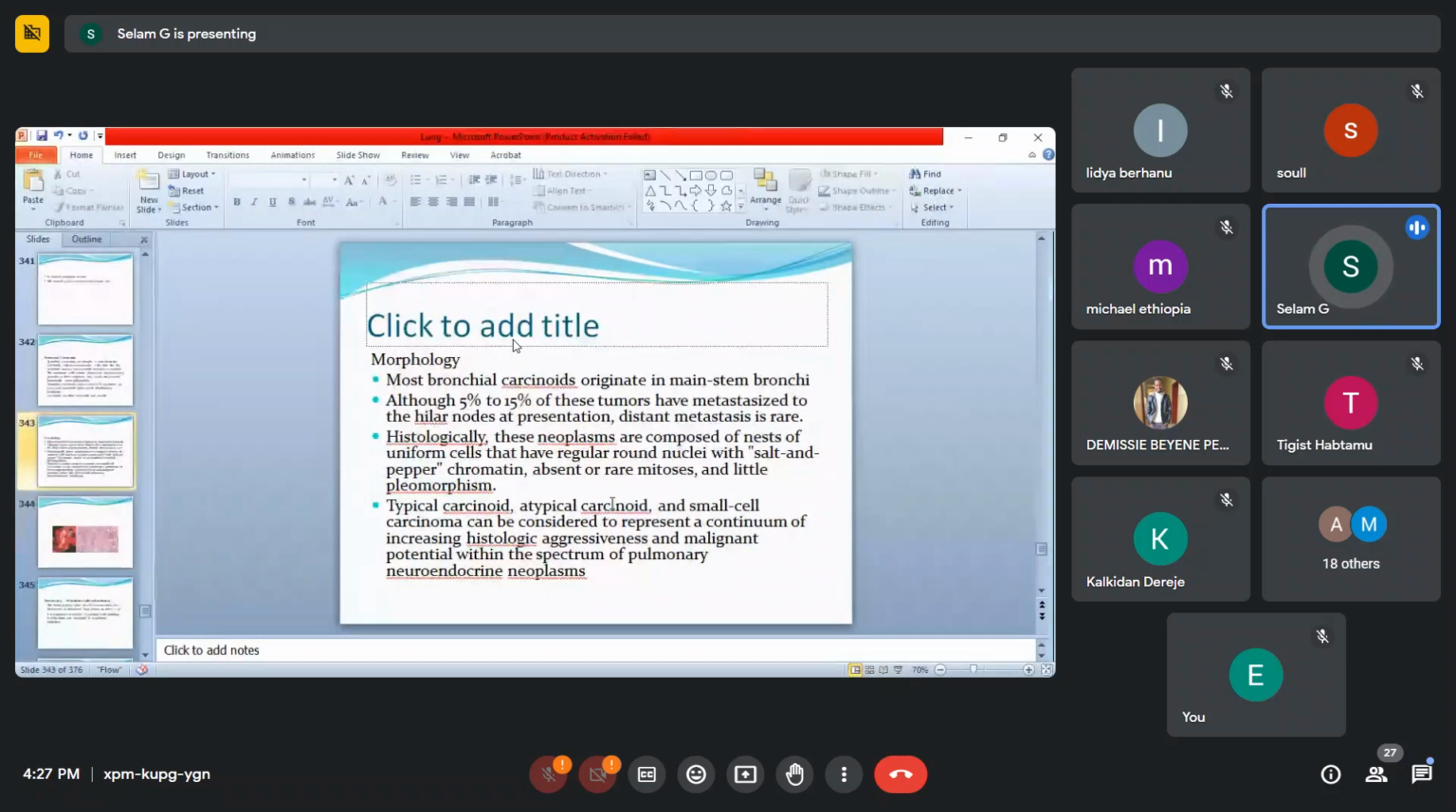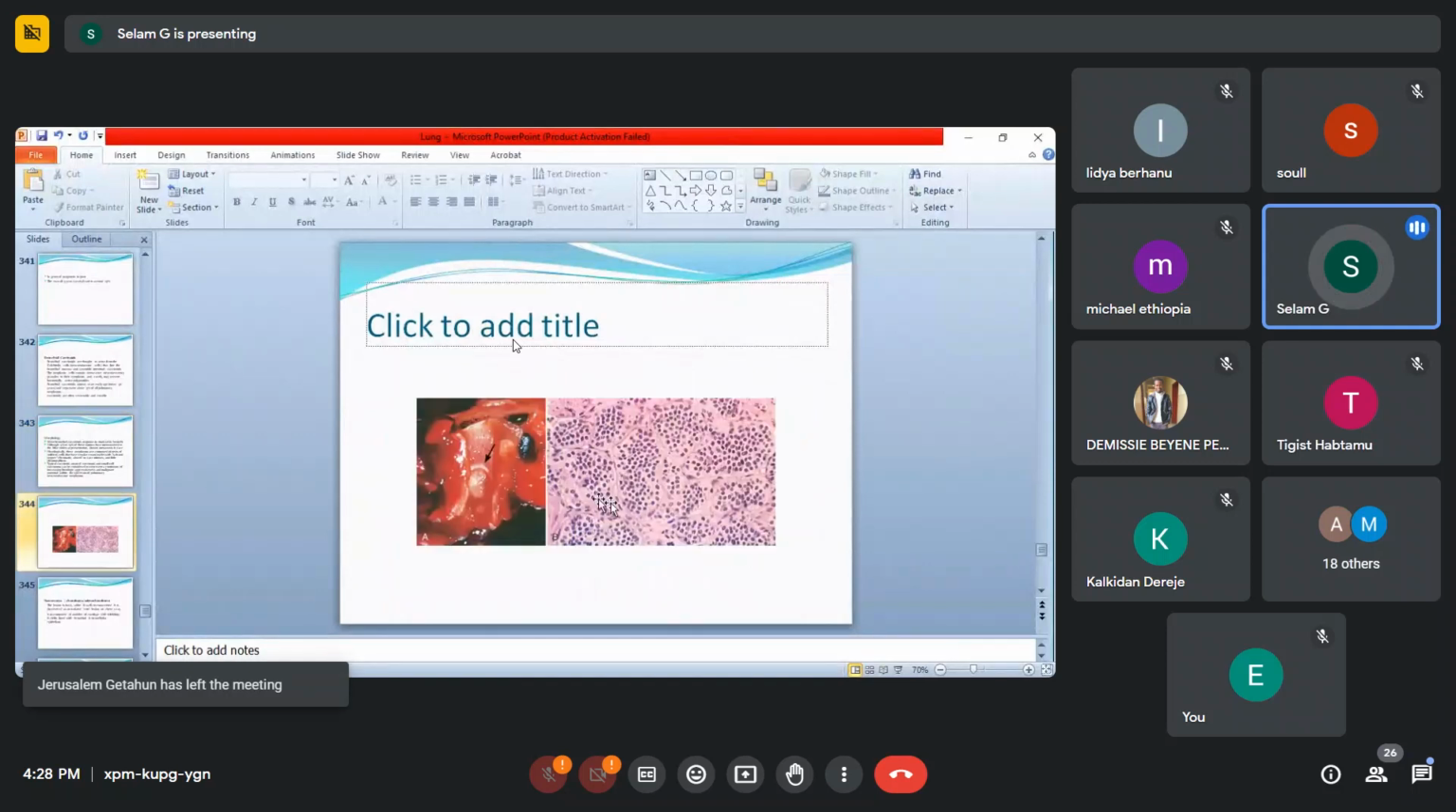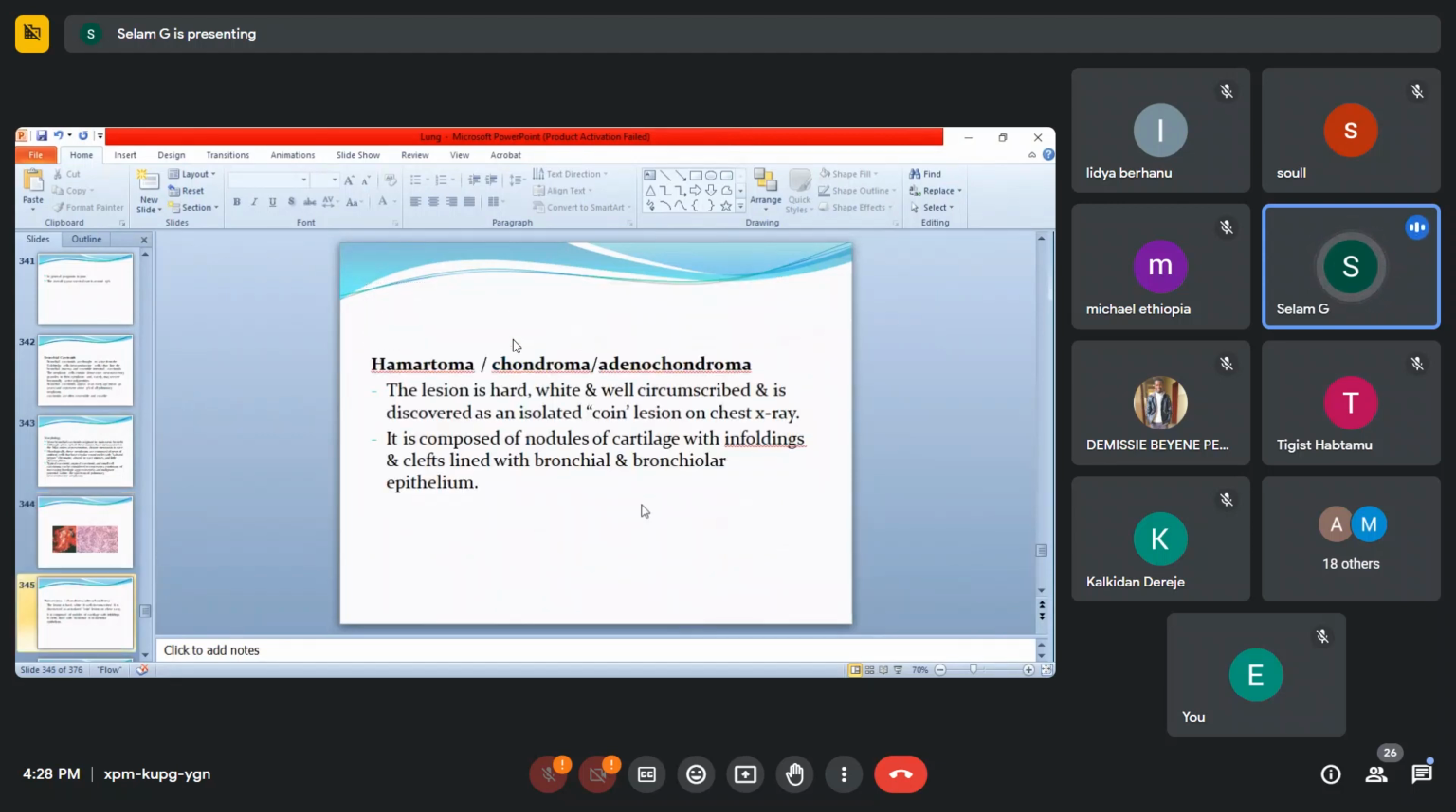Typical carcinoids, atypical carcinoids, and small cell carcinomas can be considered to represent a continuum of increasing histologic aggressiveness and malignant potential within the spectrum of pulmonary neuroendocrine tumors. So from typical carcinoid or low-grade neuroendocrine tumor, to intermediate grade, to the high-grade small cell carcinoma, will be considered a spectrum of this disease. Morphologically, you see this arranged, nested proliferation of fairly uniform cells, nested in a paper-like format.